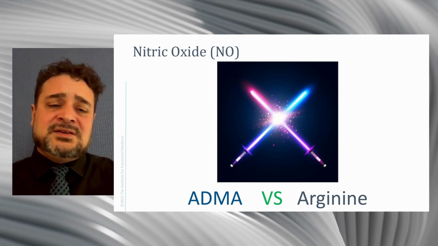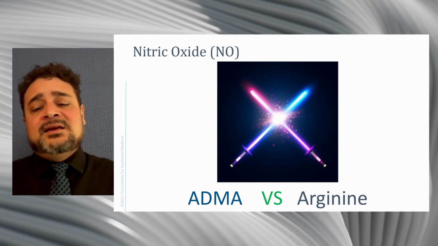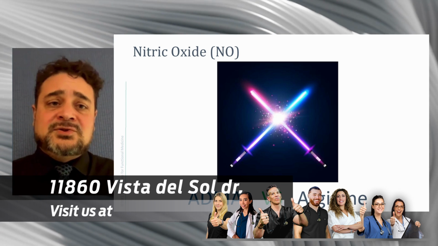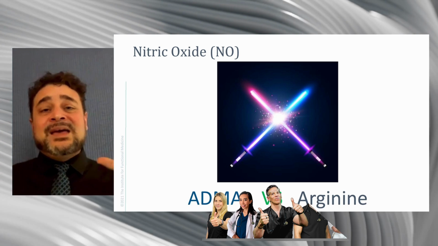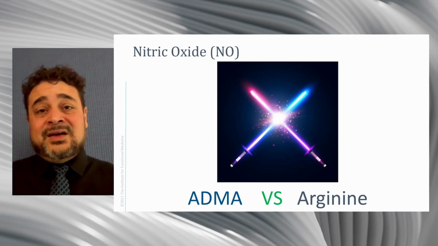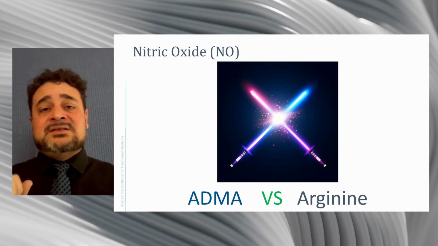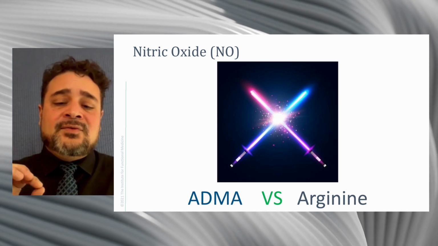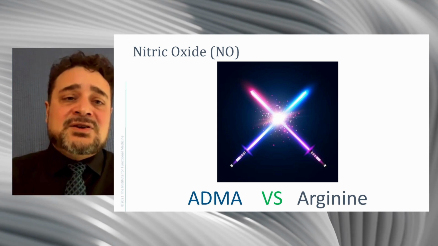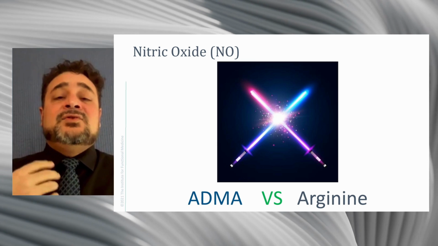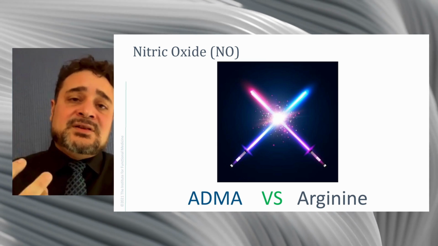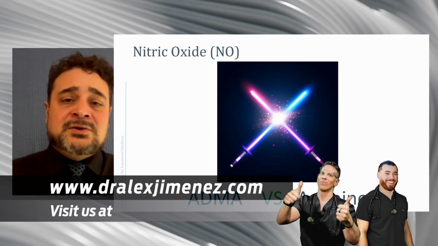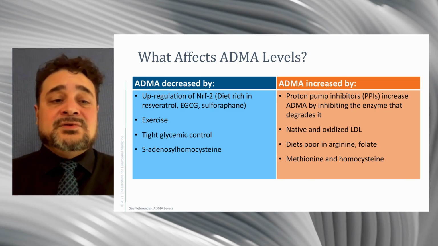So why did I mention nitric oxide? Because ADMA is going to compete with arginine to make nitric oxide. So if your ADMA levels are high, then your arginine cannot bind to eNOS, endothelial nitric oxide synthase. And if it can't bind to eNOS, it can't make as much nitric oxide. If you don't have that nitric oxide, it increases the tone of the blood vessel and increases chances of getting cardiovascular disease.